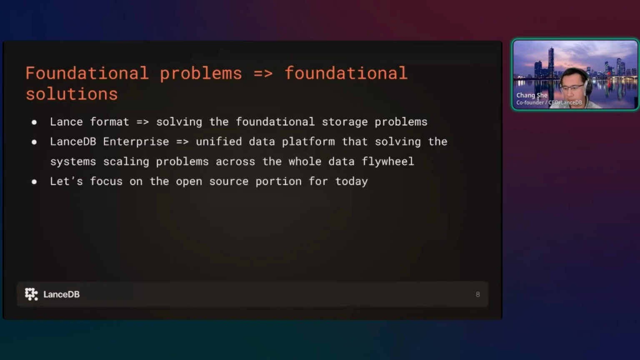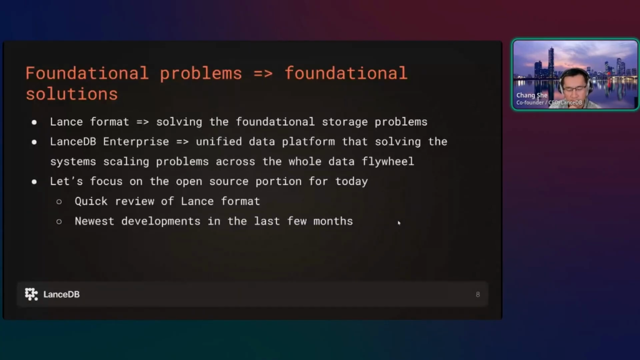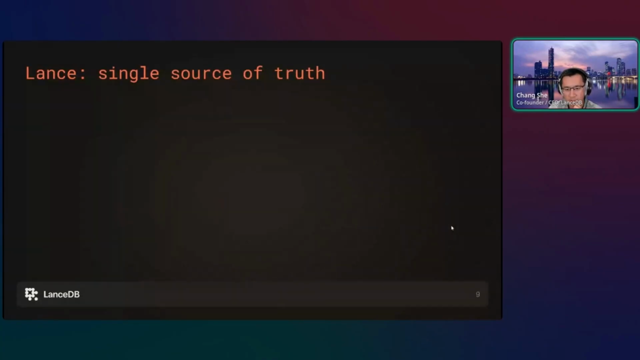I think today, because of our limited time, let's focus on the open source portion of that, which is the Lance Lakehouse format. Right. So we're going to quickly review Lance format. I think at this point, probably many of you have at least come into contact and know at a high level what Lance does, so I won't spend too much time on it. And then I'll give you an update for those of you who followed Lance for a while on the newest developments in the last few months, which, in my opinion, is pretty exciting.